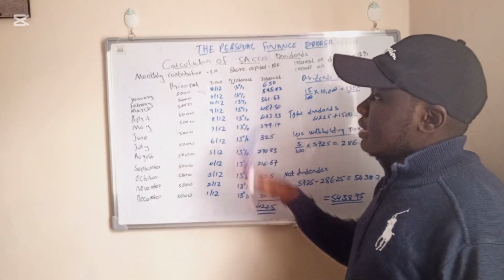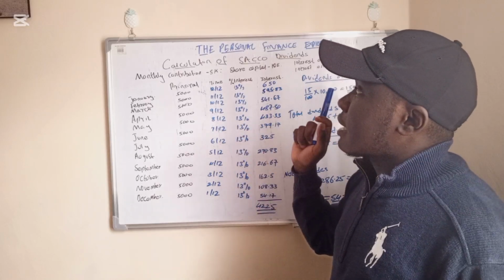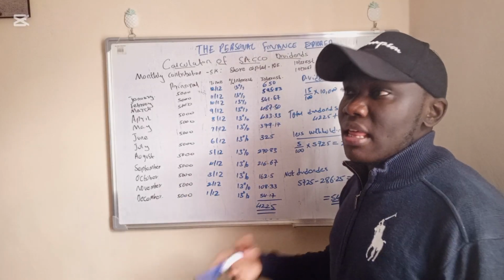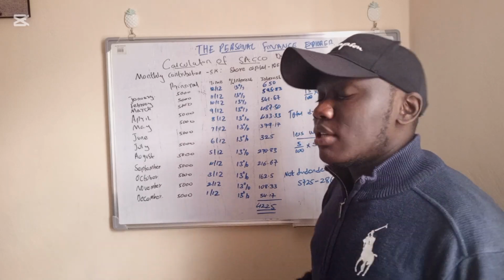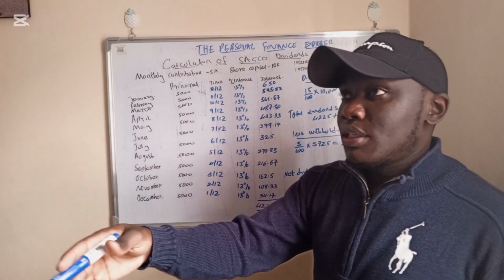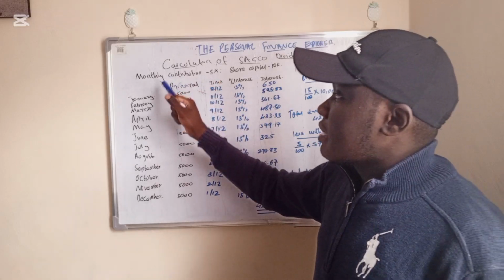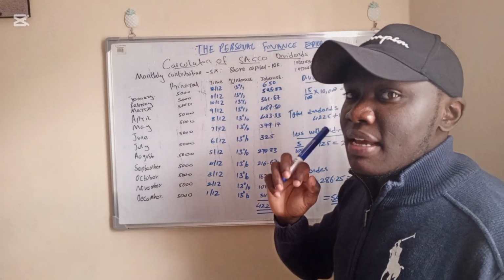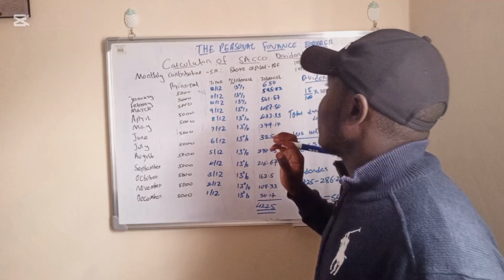I have already written down everything that we need, and in my calculations, I'm assuming the SACCO is paying dividends in January. We are in February 2025. I'm assuming that the SACCO is paying dividends right now for the period from January 2024 to December 2024. And I assume that this person joined the SACCO in January of 2024, making a contribution of 5,000 per month, and the person had a share capital of 10,000.